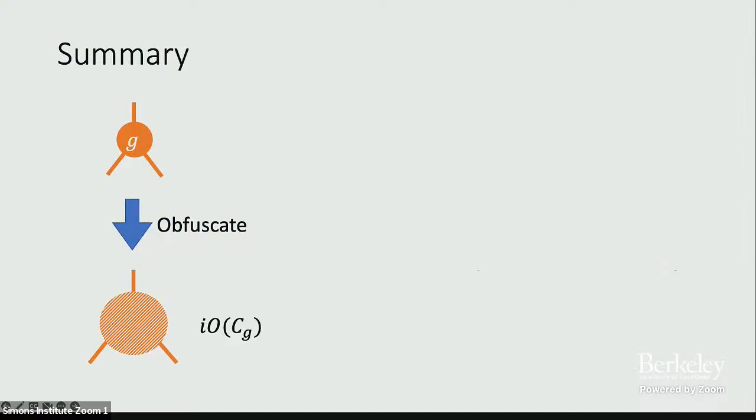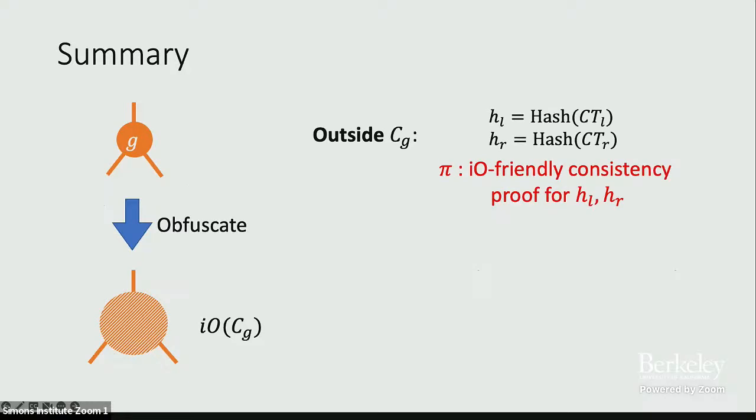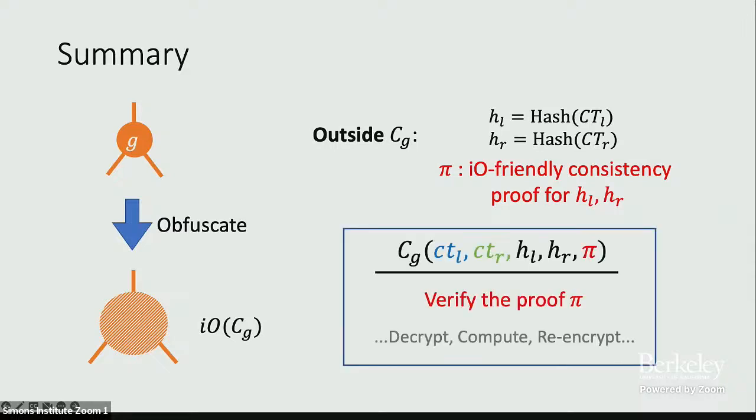So finally, here is a summary of our construction of this I/O for locally equivalent circuits. For any gate in the input circuit, we are going to use I/O for circuits to obfuscate a circuit CG, which emulates the functionality of this gate G. And outside of this circuit CG, we are going to hash capital CT_L and capital CT_R and generate a proof pi. This proof pi will prove the consistency for these two hash values. And this circuit CG will take these hash values and this consistency proof to ensure the consistency. So this concludes the I/O construction.